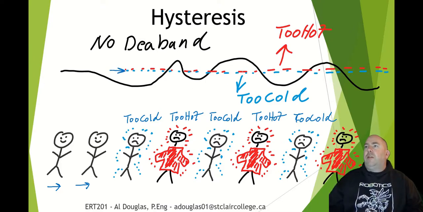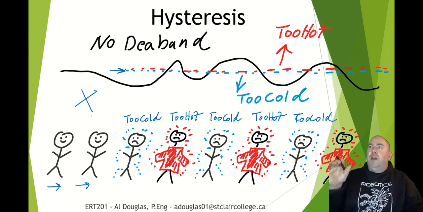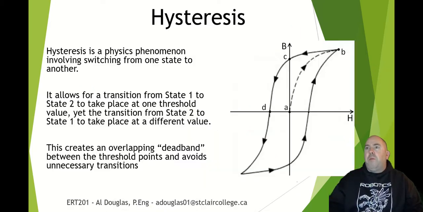Our differential point between too hot and too cold are basically the exact same point. We don't have that hysteresis going on in here. Okay? And this is no good. We don't like this. So this is very difficult on a control system as well, or any type of electrical system, is having a threshold point that makes your decisions at exactly the same point.